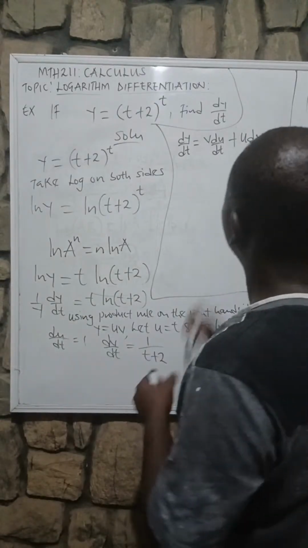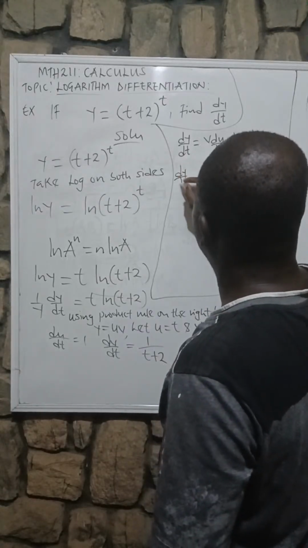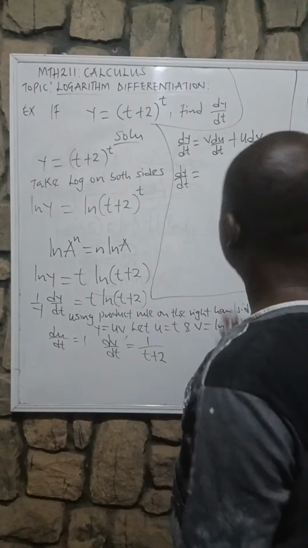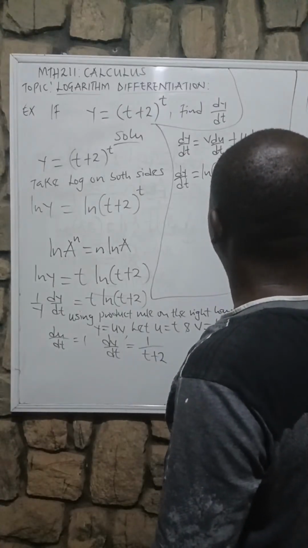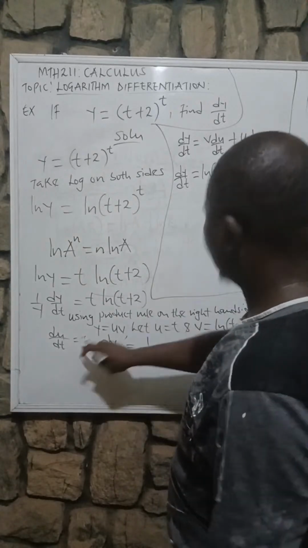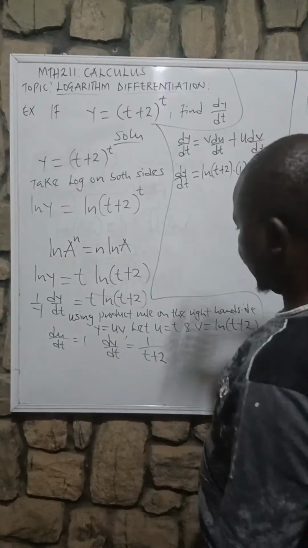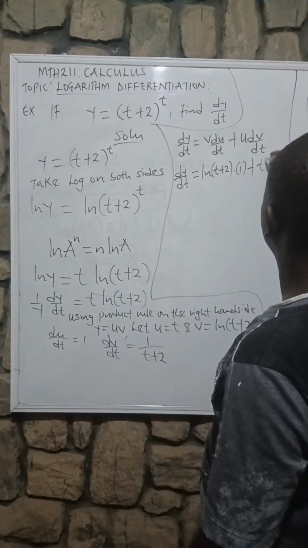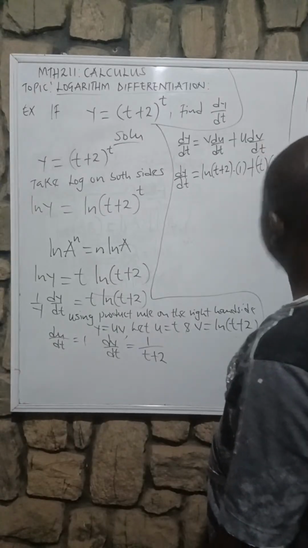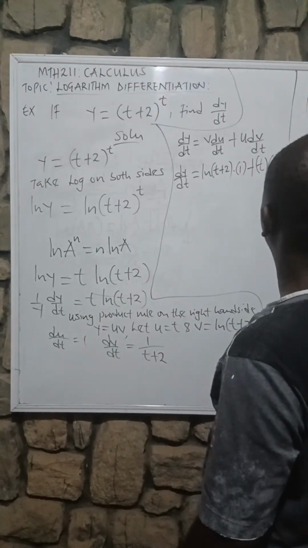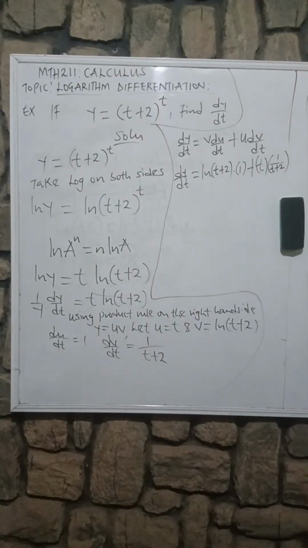So far so good. So here will be our dy/dt is equals to, what is our ordinary v? Ordinary v is this, ln(t + 2) times du/dt which is 1, times 1, plus ordinary u is what? t. Then t times dv/dt is 1 all over t + 2, right? 1 all over t + 2. True or false? Yeah. True or false? It is true.